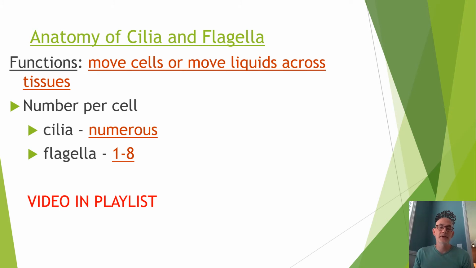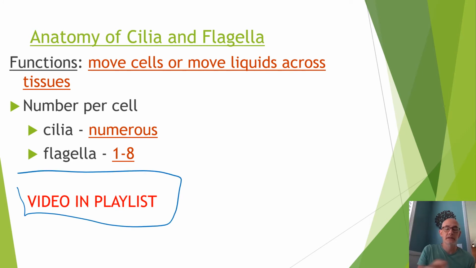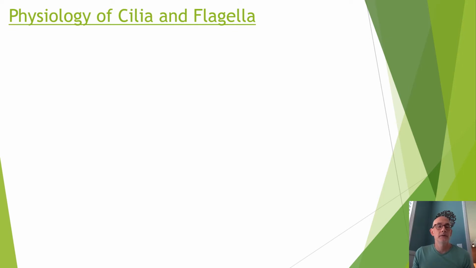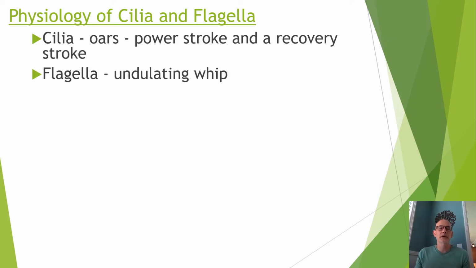Cilia tend to be numerous, flagella 1 to 8 depending on the cell. There is a video of cilia movement in the playlist, which you can click on and watch if you want to. The way that they work, cilia, they're like oars on a rowboat, a crew team. They kind of have that power stroke and then the recovery stroke.